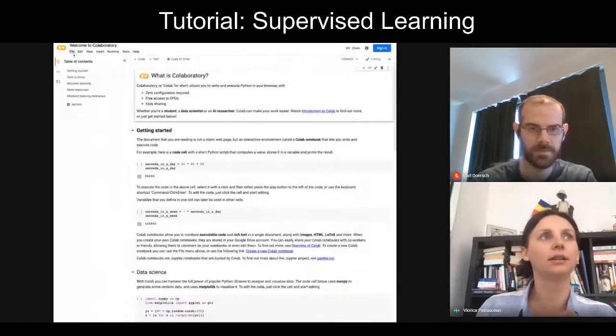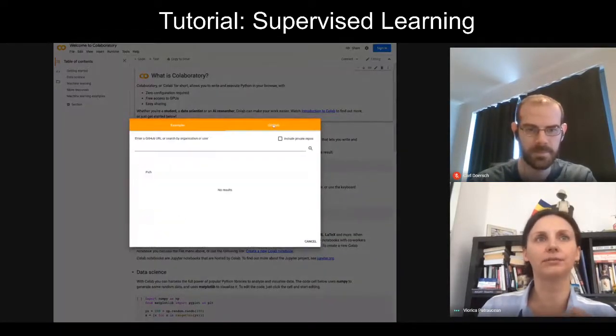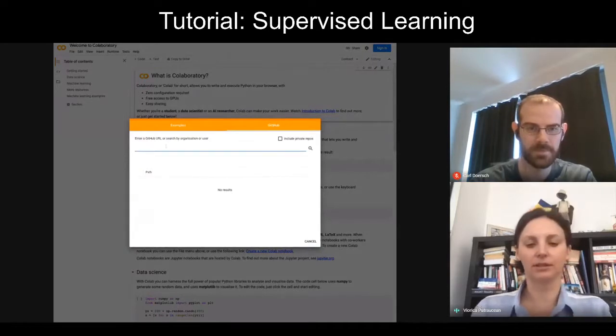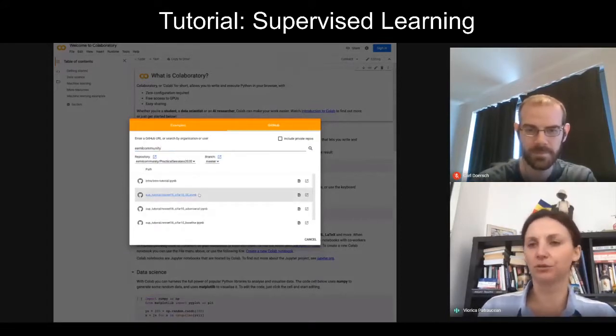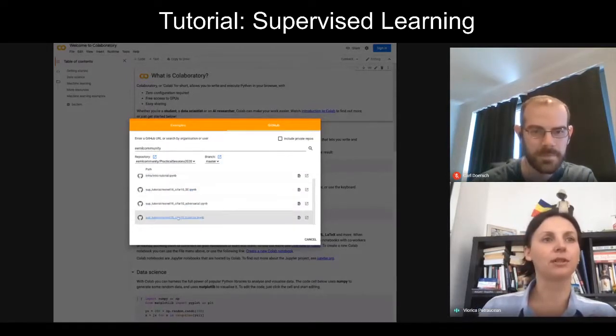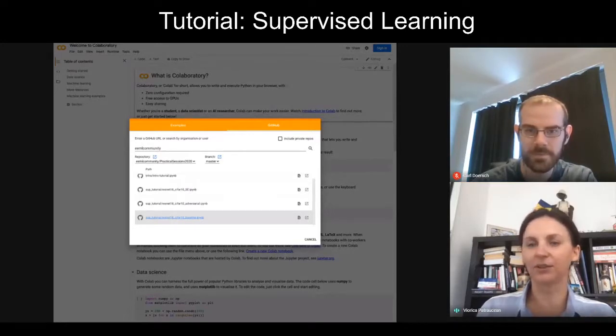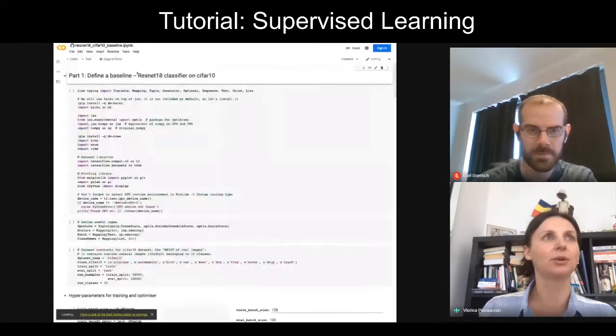And then here, File, Open notebook. And then here, go on GitHub. And we will search for EML community, like you did for the intro tutorial. And this will show you the tutorials that are available in this repo. And please choose ResNet 18 CIFAR-10 baseline. And this kind of gives away the topic of this part of the tutorial.